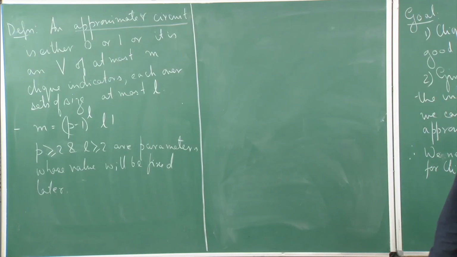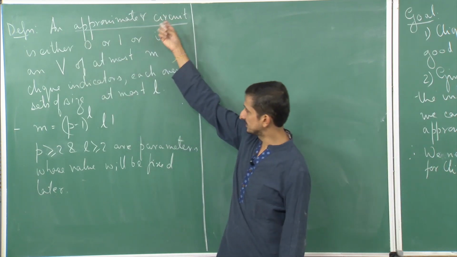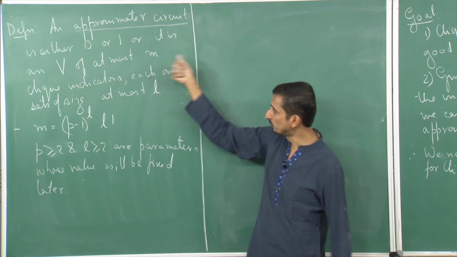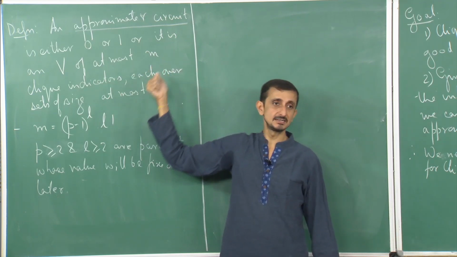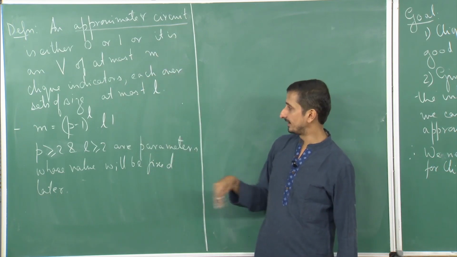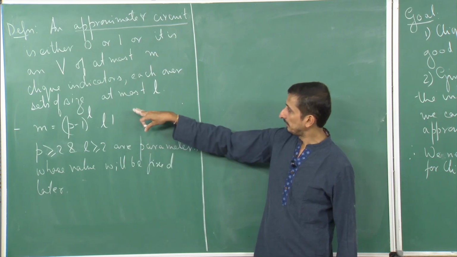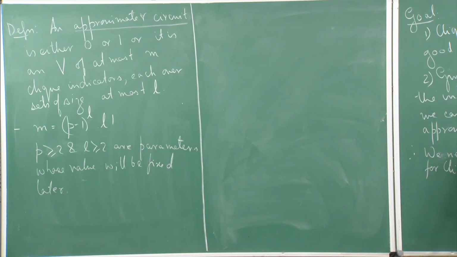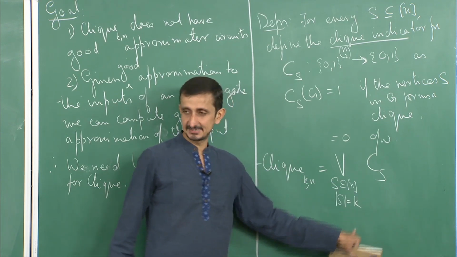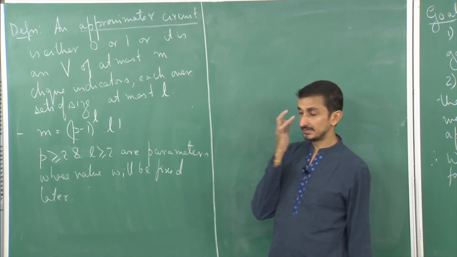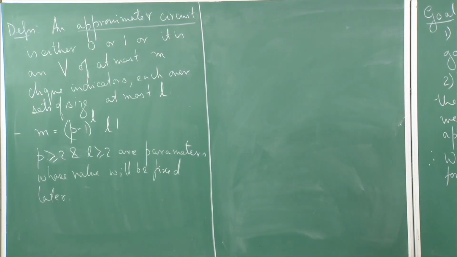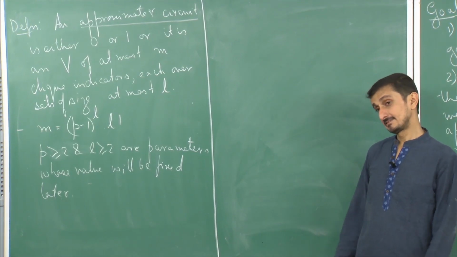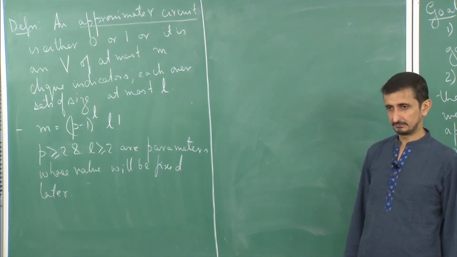The point to be observed here is that an approximator circuit, as I said, can either be the constant 0 or 1, or it is a disjunction of at most m clique indicators. This is the bound, and we will see that this m is not very large; we will keep it small. Each of these clique indicators is over a set of size at most L. When I say clique indicator over a set, I am referring to this set S. Here the set has size k, but what we are saying is that these sets will have size at most L. Again, we will see what these values are. Different sets can have different sizes, just at most L.